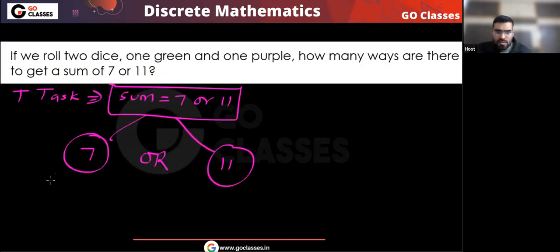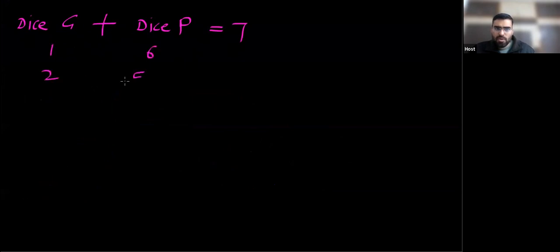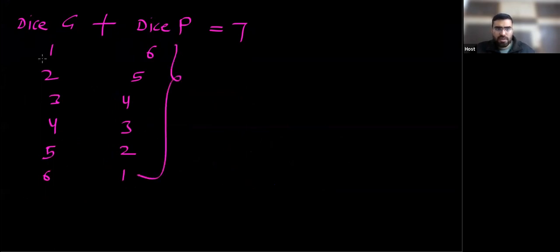Now, how many ways? What is the number of ways to get a 7, and the number of ways to get 11? Number of ways to get 7: you have a green dice and you have a purple dice. If you want to get 7, then this plus this should be equal to 7. So you can have 4 and 3, 5 and 2, and 6 1. So these are the ways. Total 6 ways to get a sum of 7.